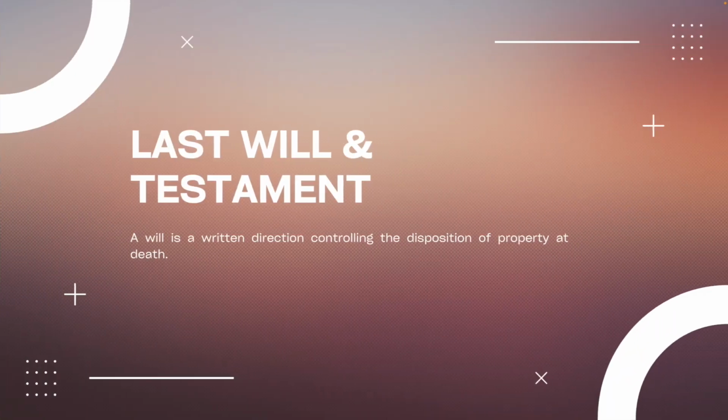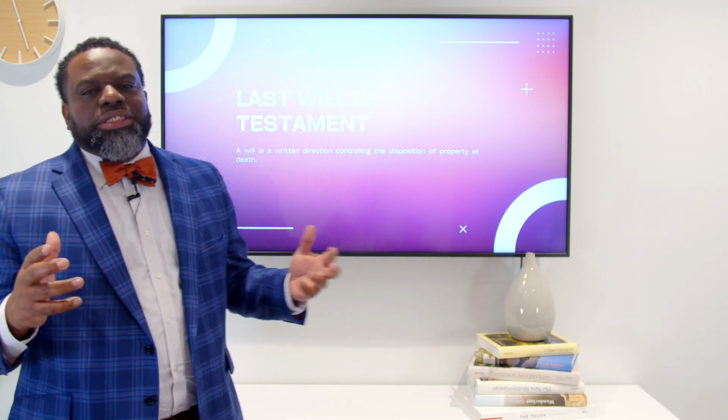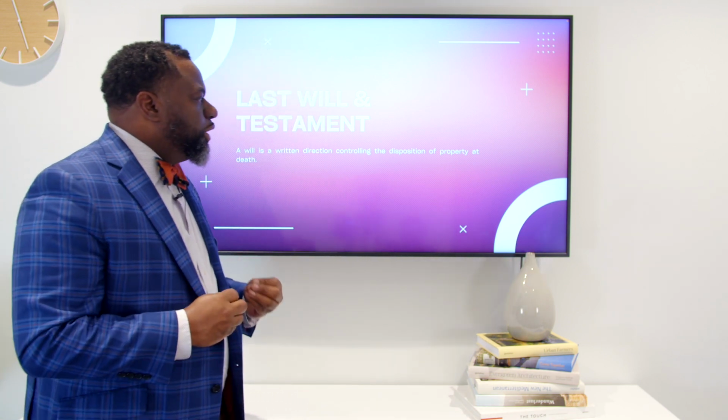Now, another tool, another thing that we want to talk about, is one of the famous documents you hear about in any estate plan, the last will and testament. I'm sure if you are listening to this seminar, you have heard about the last will and testament. You are familiar with it. You have maybe even contacted attorneys asking for it. And we at RTR Law get many questions on this. So there are many misconceptions about the last will and testament.